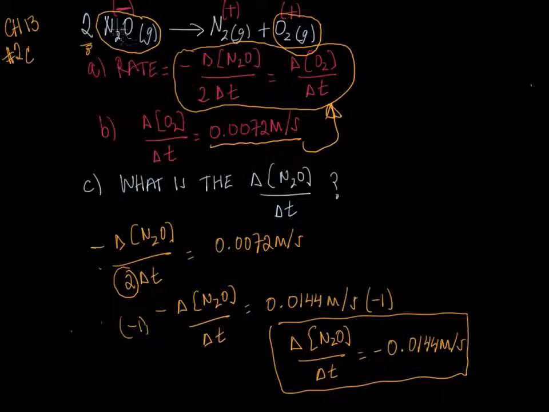Well, the negative sign just means that the concentration decreases. Remember in part A we put a minus sign above the chemical reactant. This suggests that the concentration decreases. So it goes down by 0.0144 molarity each second.